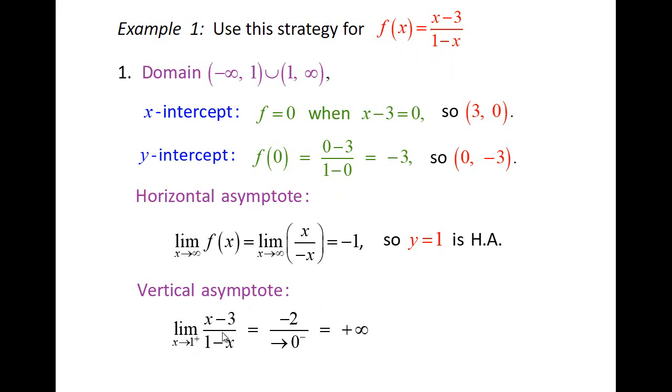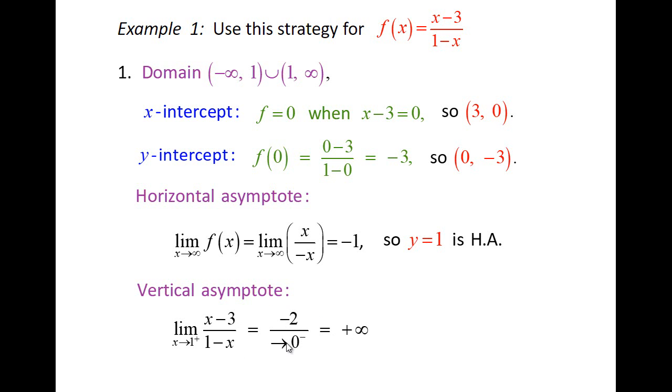That is when x is bigger than 1. Well, in this case, notice that when x goes to 1, the numerator goes to negative 2. And when x goes to 1 from the right, which means that x is bigger than 1, 1 minus x will go to 0. But because x is bigger than 1, 1 minus x is negative and approaching 0, so it approaches 0 from the left. So this is negative here, and this is negative here. So this would mean that the limit is positive infinity.